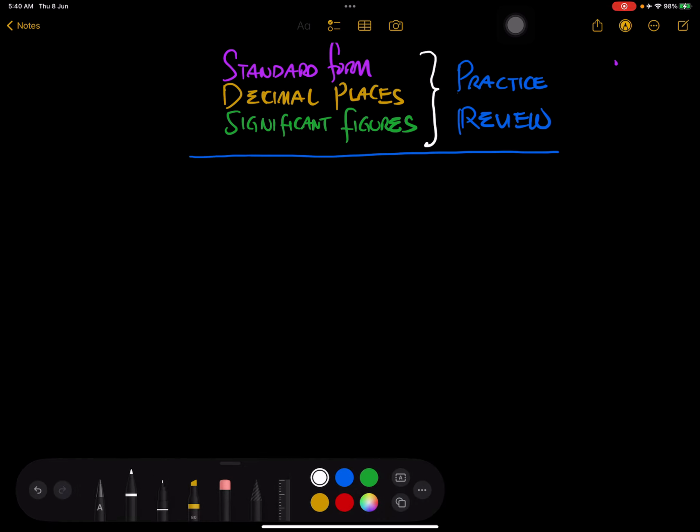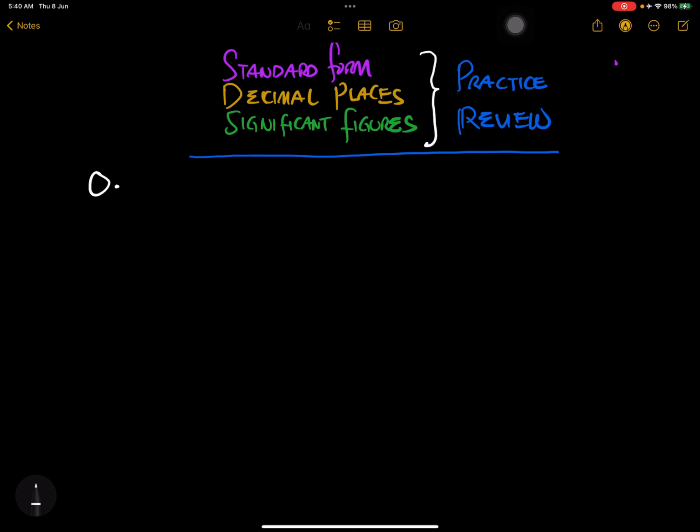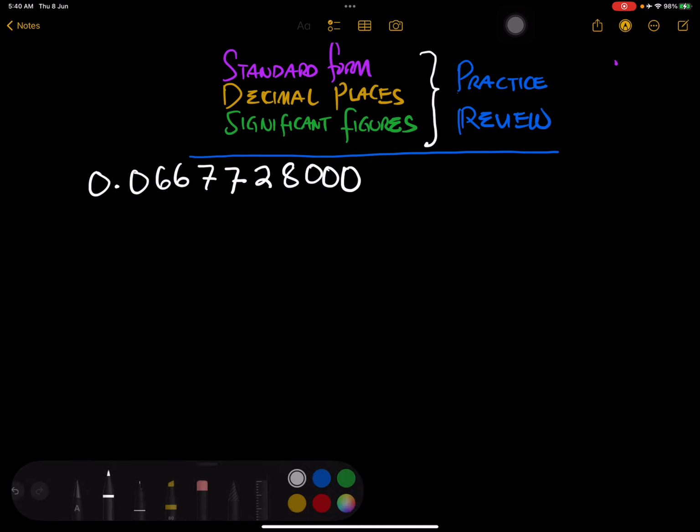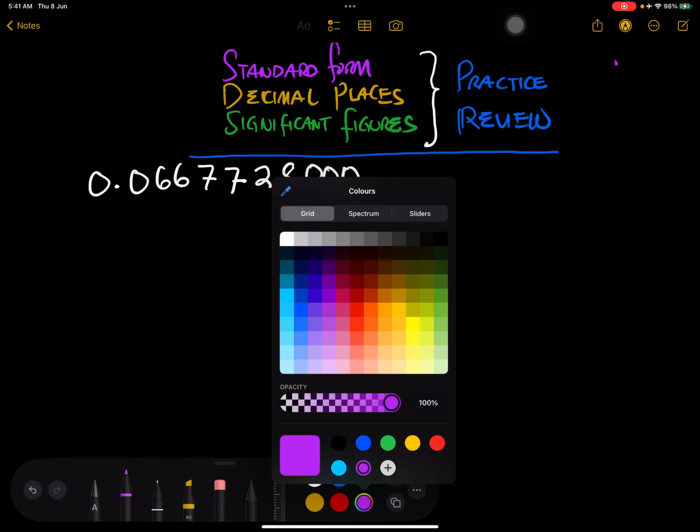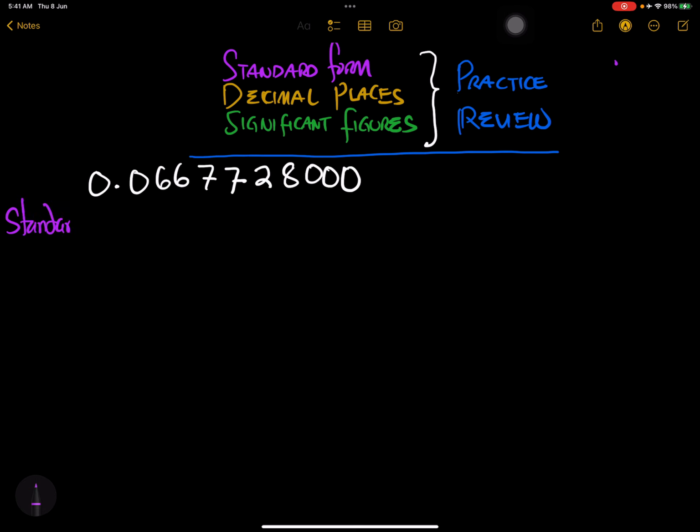All right. So let's say that we have this number, 0.066772800. How do we write this in standard form? Remember that we said the decimal point should go in between the first two numbers. The first number here is this number, so we want to drop the decimal point in there.